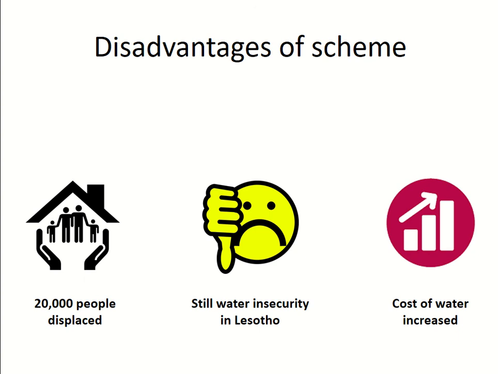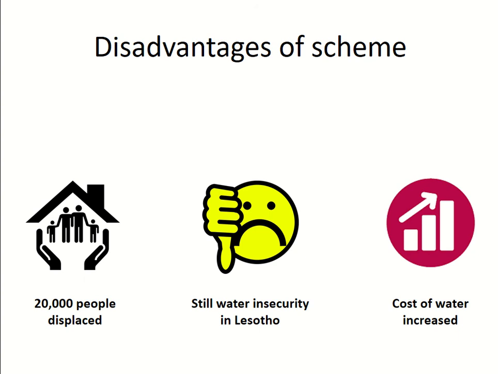Secondly, there is still water insecurity in Lesotho. Since the project started, there have been quite a few articles released that basically slam the scheme, because in Lesotho, the country, there are actually people who struggle to access safe water. Now you can see the irony that Lesotho are shipping out water to South Africa when there are people in their own country who don't have access to safe water. Now, that's an obvious disadvantage.